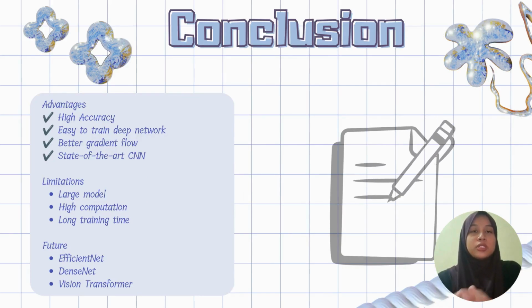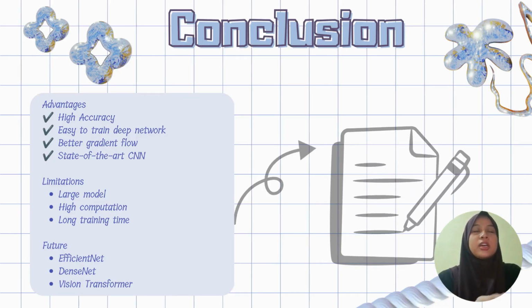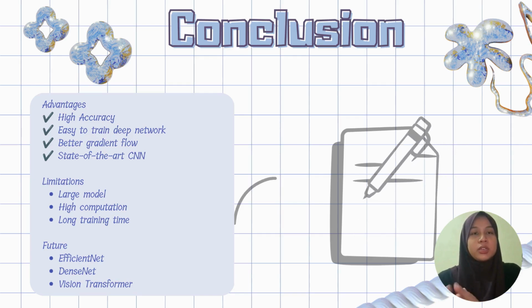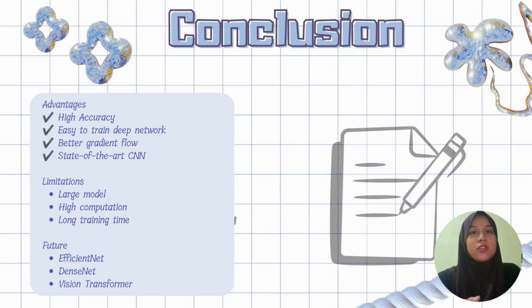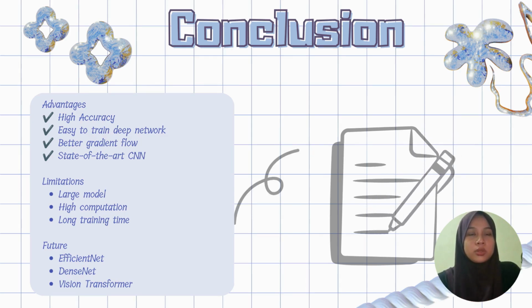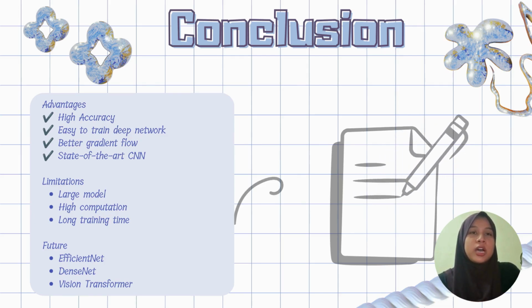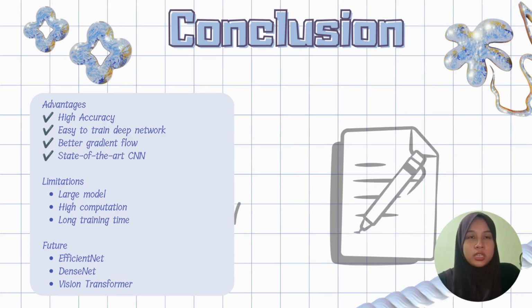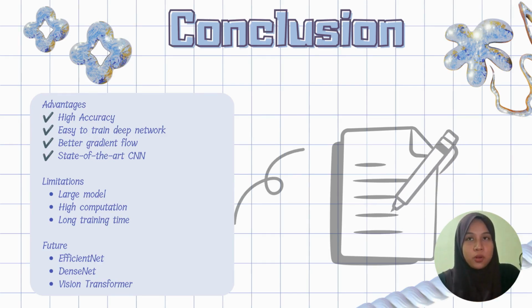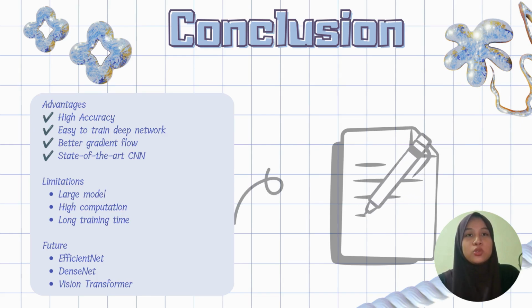As a conclusion, ResNet is one of the most influential deep learning architectures because it successfully overcomes the optimization challenges of classical neural networks. Its main advantages include higher classification accuracy, improved gradient flow, and the ability to train very deep networks efficiently through residual learning.